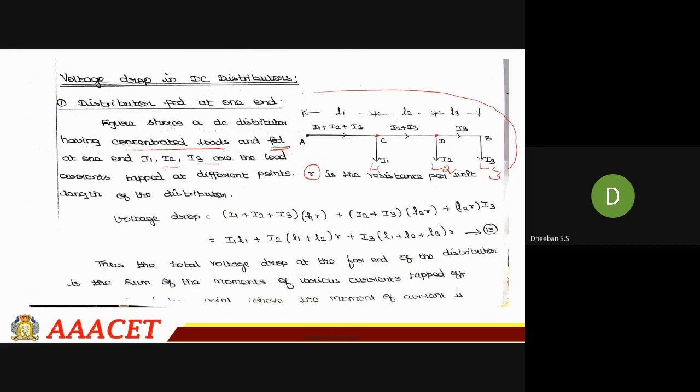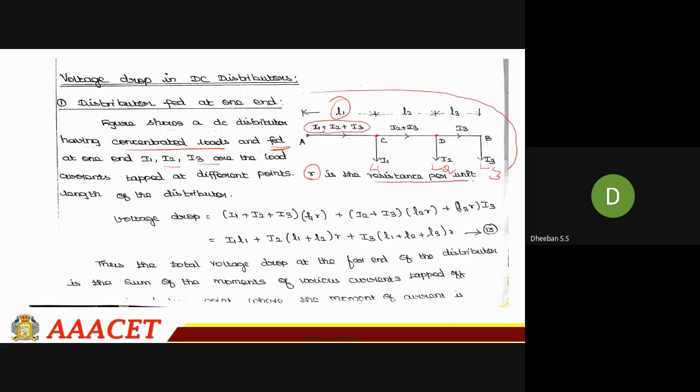Now you need the voltage drop. The voltage drop is found simply by applying KVL. The voltage drop will be equal to the current flowing from A to C, which is I1 plus I2 plus I3, into L1, that is the length, into the resistance per unit length.